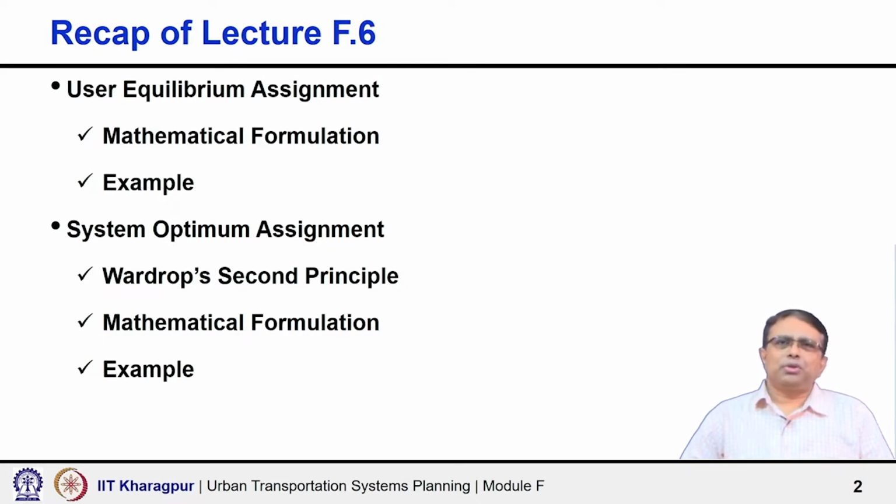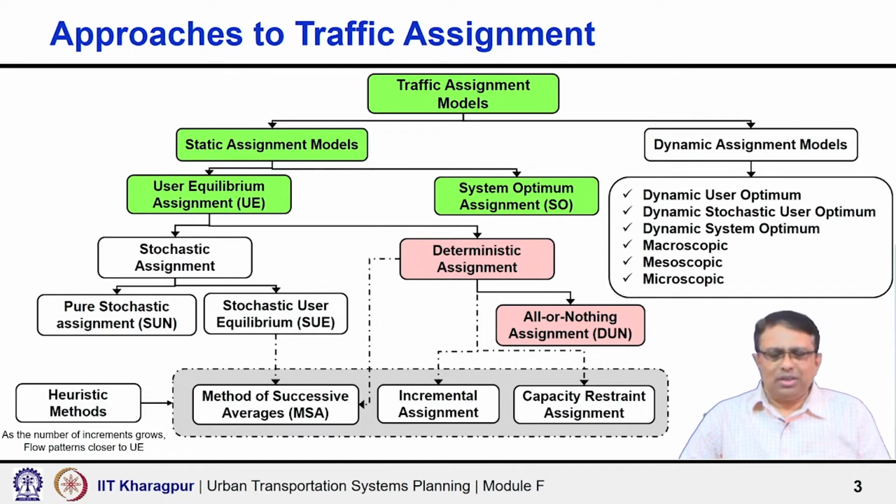So, with the concept of user equilibrium and system optimum assignment, now we proceed further and come back to this mother flowchart once again, where we shall now discuss deterministic traffic assignment and specifically the all or nothing assignment. Now, you know what user equilibrium assignment is and what system optimum assignment is. The principles are very different.